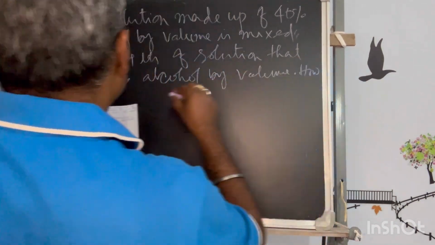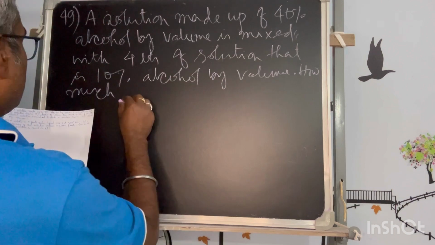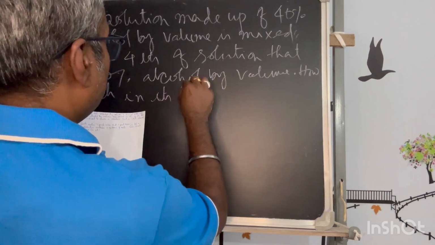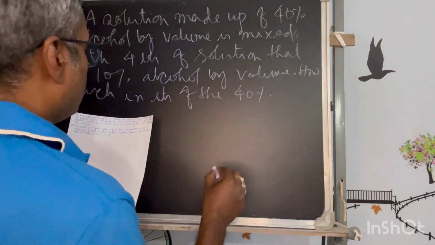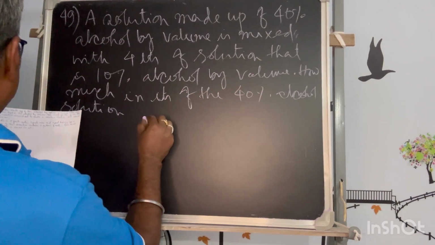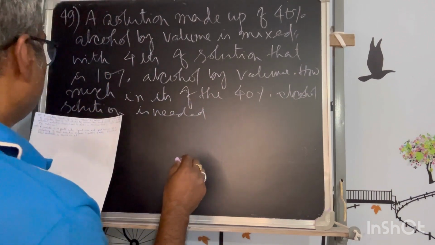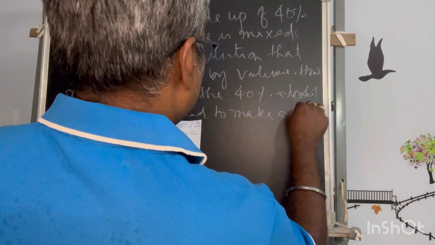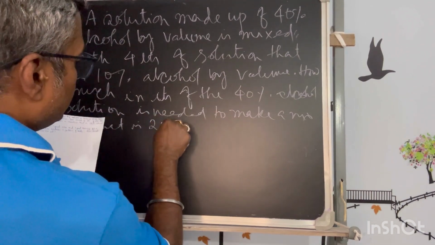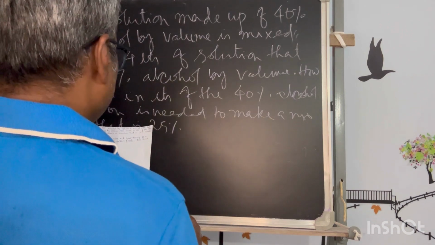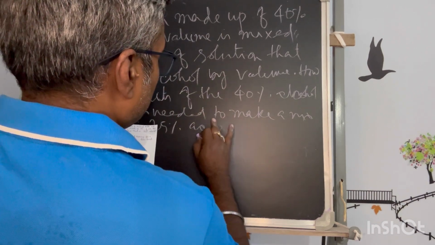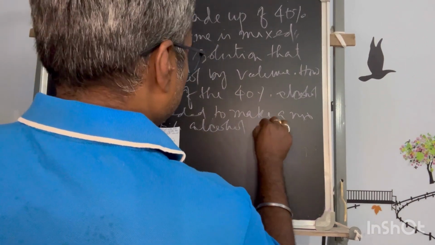How much of the 40% alcohol solution is needed to make a mixture that is 25%, or 20%, alcohol by volume.